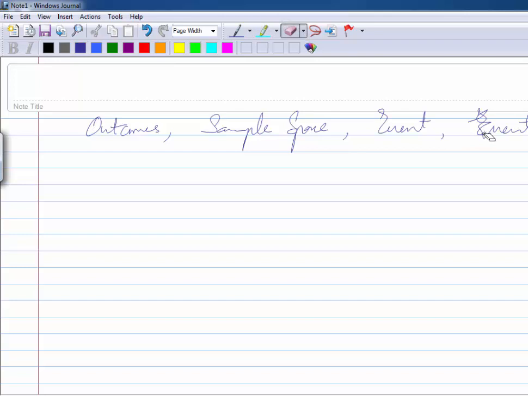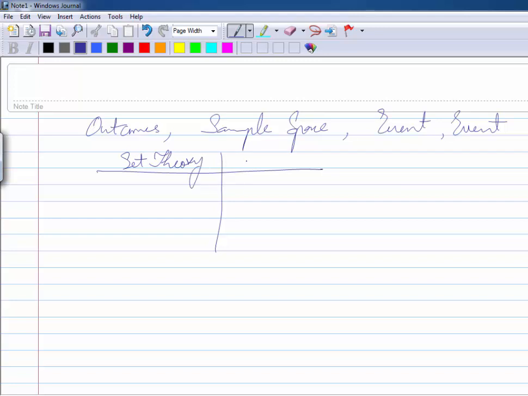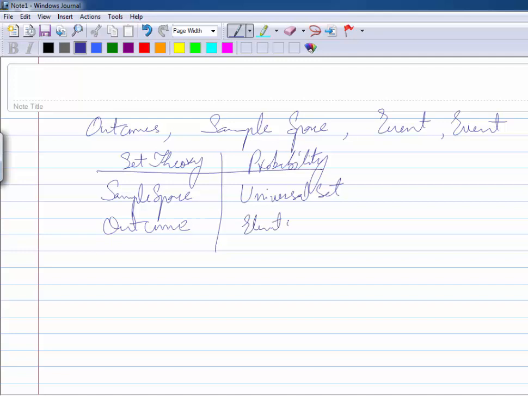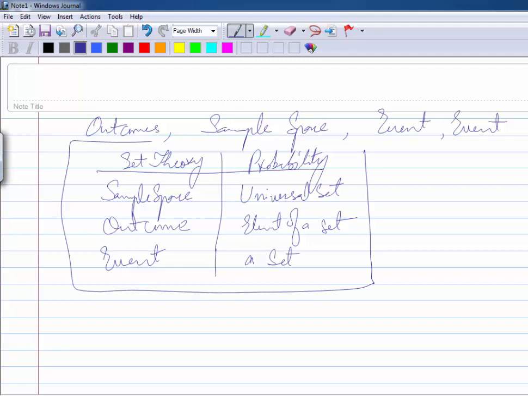So the main idea about all these concepts is basically from set theory, and we say that we can combine these two. If this is set theory and this is our probability terminology, we can say that if we say sample space, we mean universal set. If we say outcome, that's we mean element of a set. So lastly we discuss event, that is a set.